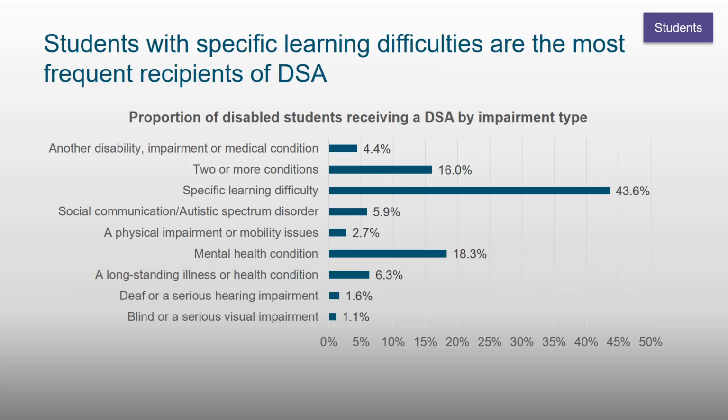Disability allowance take-up varies significantly by students' impairment type, with students disclosing specific learning difficulties forming the biggest proportion of those in receipt of the allowance at 43.6%. Students disclosing a mental health condition are far behind in the second place, forming just above 18% of the recipients, with students declaring multiple conditions in the third place, forming 16% of the DSA recipients.